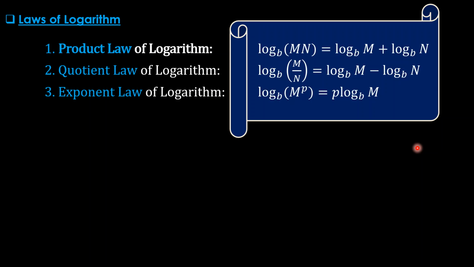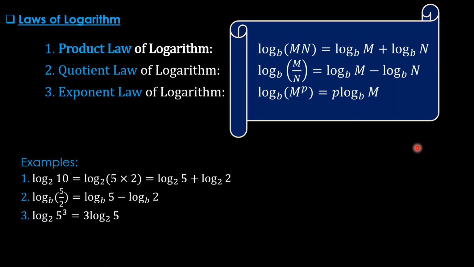This is very important. For example, log 10 to the base 2 equal to, we can write it down in this form. 10 means 5 times 2. So log 10 to the base 2 means we can write it down as log 5 times 2 to the base 2. So now we can apply this formula. Log mn means log m plus log n. So log 5 times 2 means log 5 plus log 2.